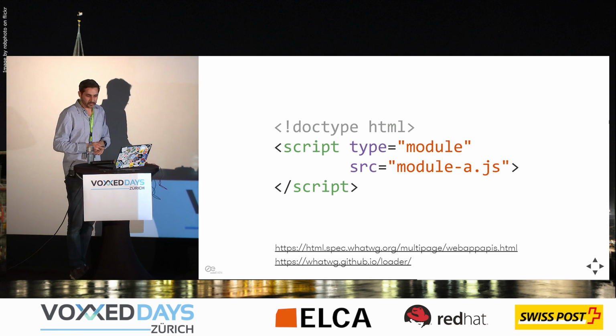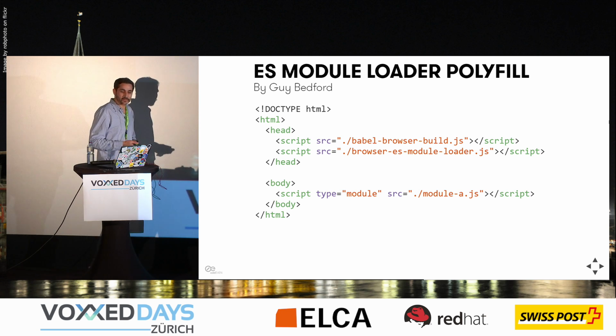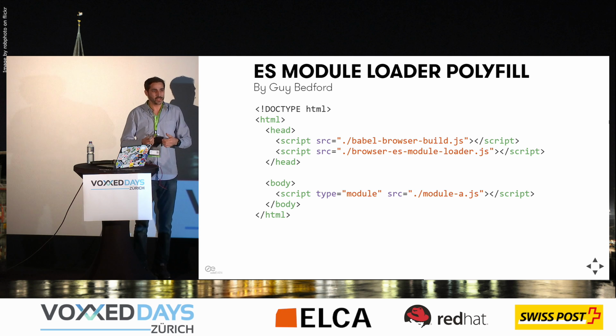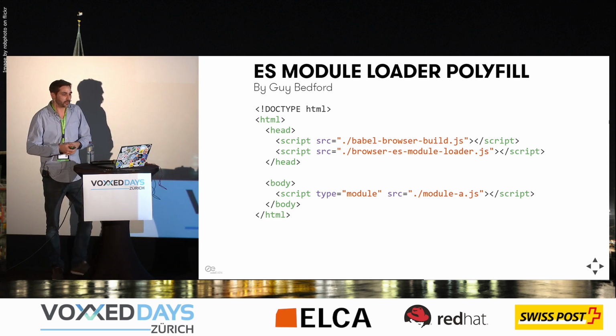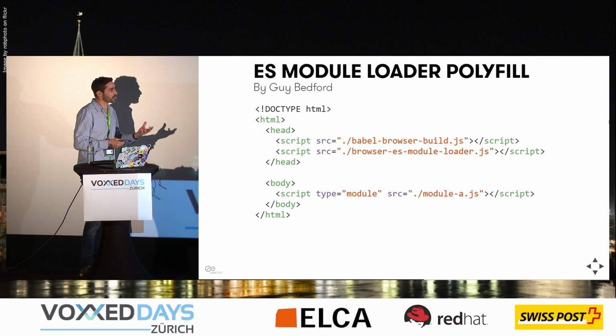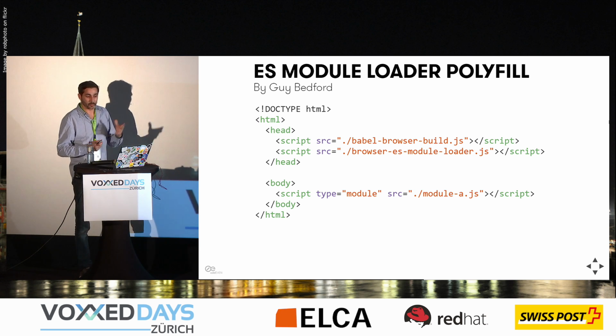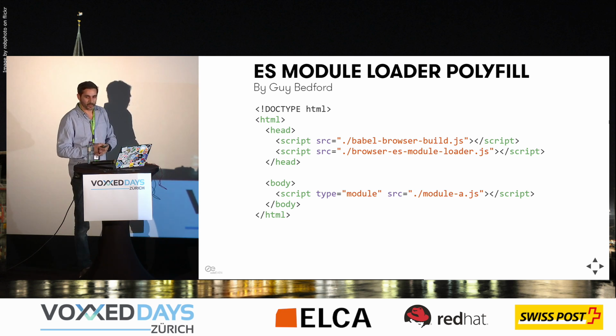And the cool thing is that Guy Bedford, as I told you before, created a polyfill for that specification, the ES module loader specification, that you can just load into your browser like this. Here we are getting it locally. We have stored these 2 files. We load the Babel transpiler, and then we are also loading the ES module loader polyfill. After that, you can write something like script type module and a source. And this is really great because now we can load these modules in the browser.